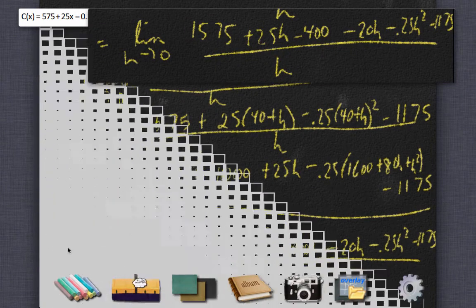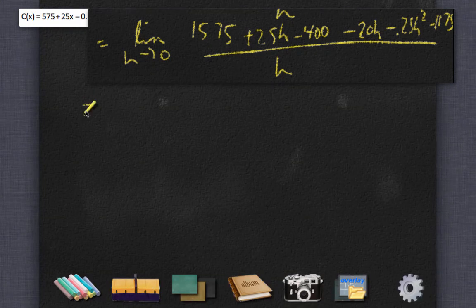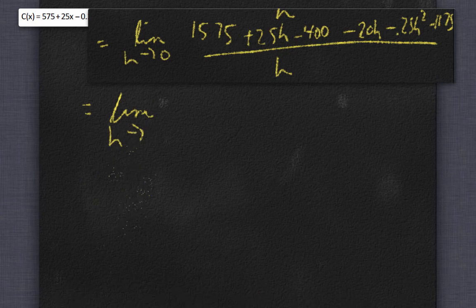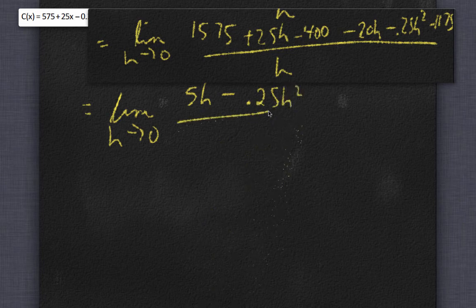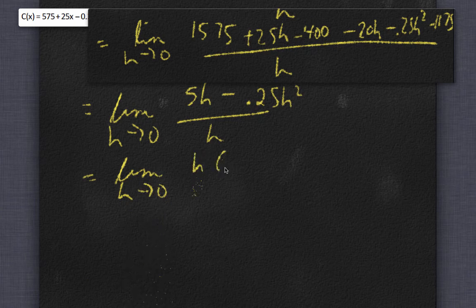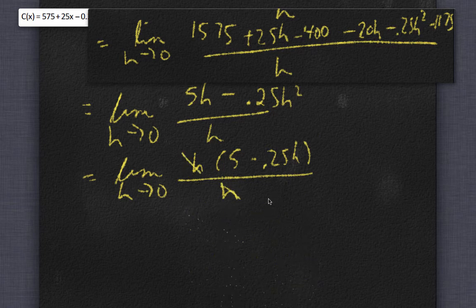Equals. Okay, so I have 1575 minus 400, that's 1175 minus 1175. All of those constants go away. 25h minus 20h, and then minus 0.25h squared. Cancel those. That was my entire goal, was to be able to cancel that. So I now can plug in h equals 0, and this is 5.